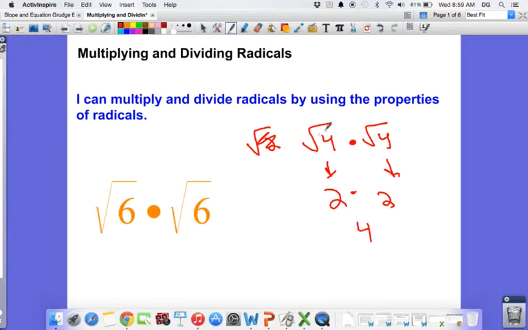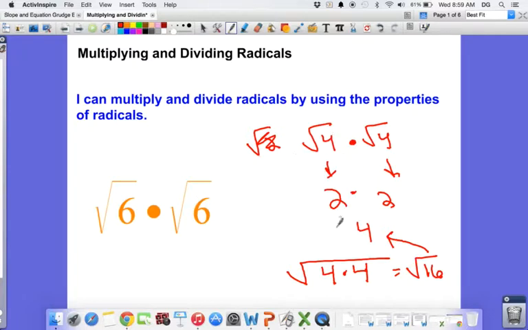Now there's another way I can do this as well, and this is what we're going to do if they don't work out into a perfect square. I could have put the square root of 4 times the square root of 4 all underneath one radical as the square root of 4 times 4. So I have the square root of 16, and the square root of 16 is also 4. So it worked out both ways.